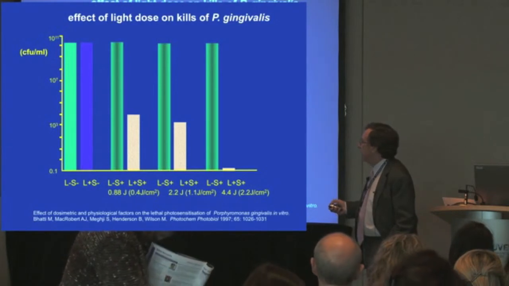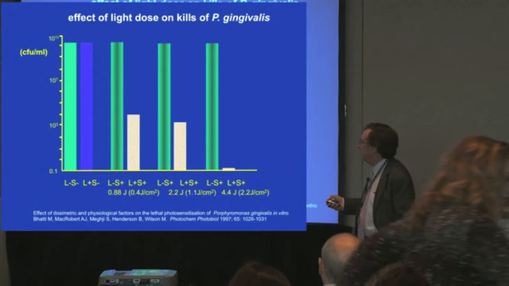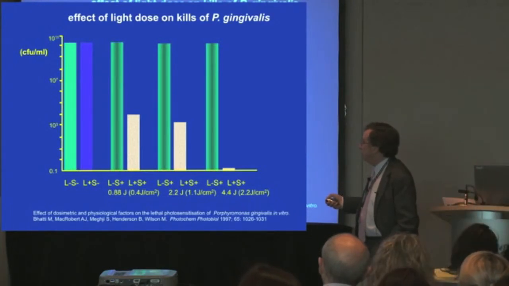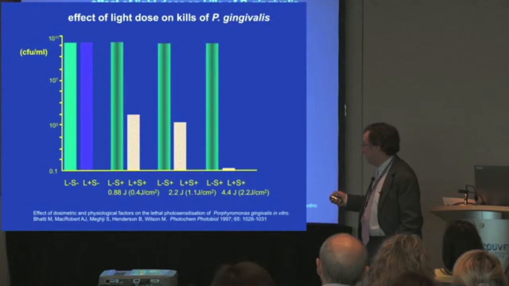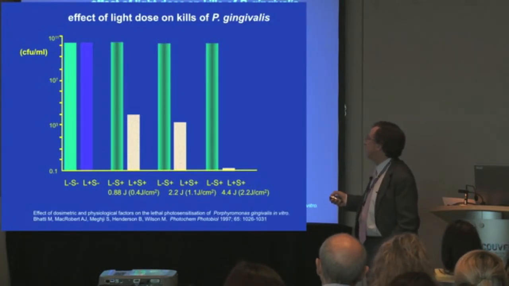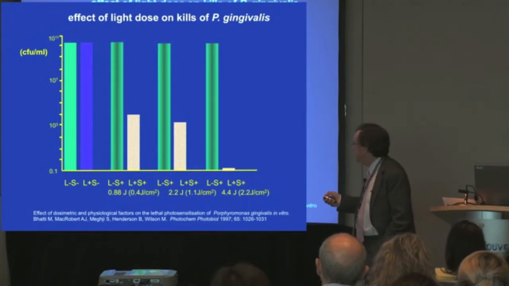per mil. This is our control with no light and no sensitizer. This is our control where the bug has been irradiated with light in the absence of a sensitizer. These green bars are the bug which is kept in the dark and exposed to the sensitizer. And then we have our test bars, these yellow ones, which are the bug irradiated with light in the presence of the sensitizer, and we're using different light doses.